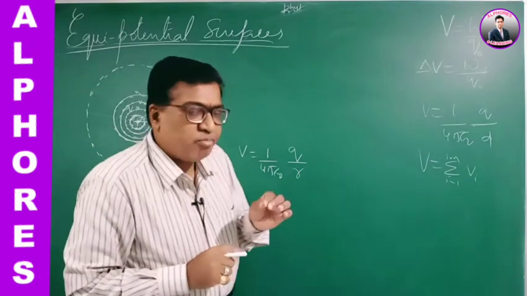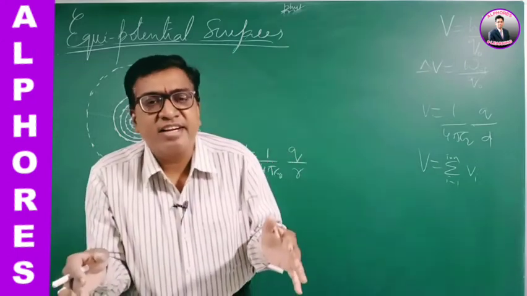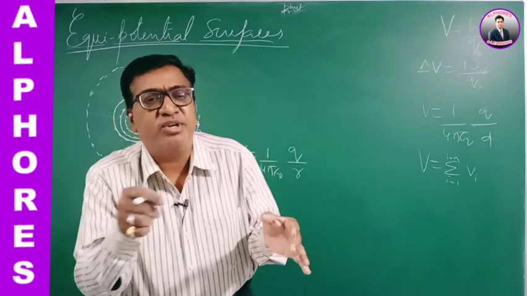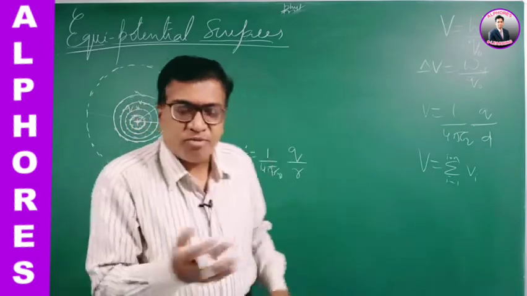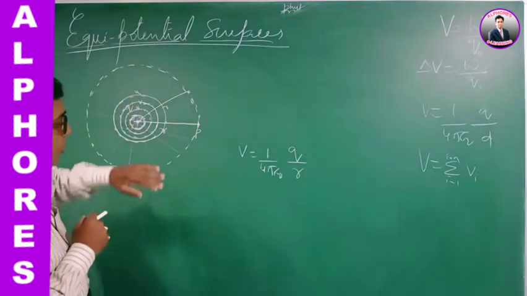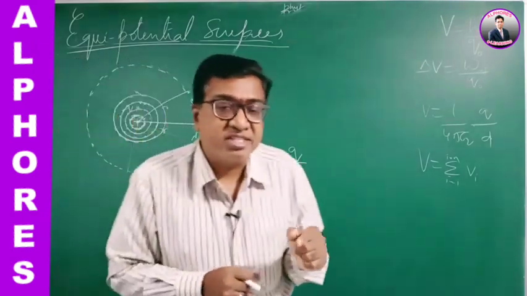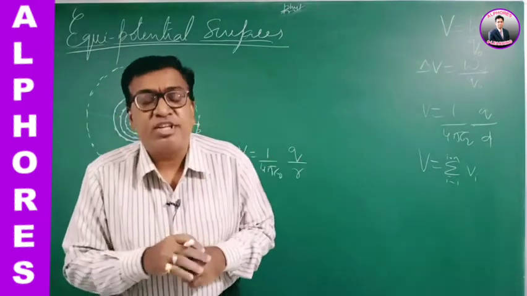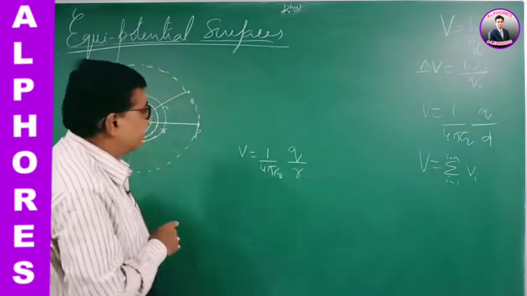So an equipotential surface is a surface where the work done in moving any charge from one point to another point on the surface is zero. There is no work done in moving the charge from one point to another, so the potential is the same. For a point charge, the equipotential surfaces are infinite, and they are all concentric spheres, a family of concentric spheres.